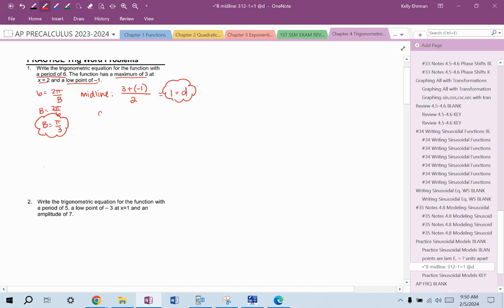Well, we could also find A. You might want to sketch the graph first, but the midline to the maximum, 3 minus 1, that's a distance of 2. So A is equal to 2. And then as far as phase shifts, we'll look at that once we get the graph.